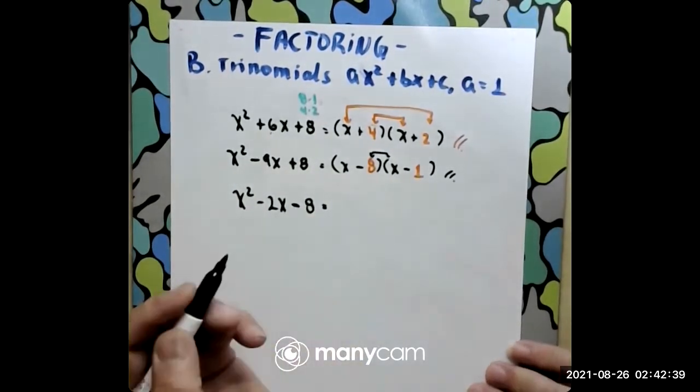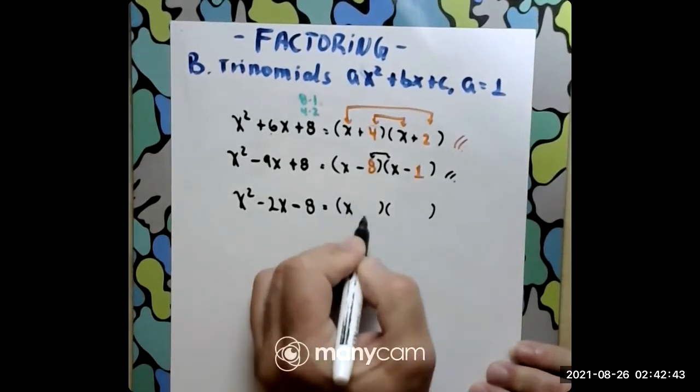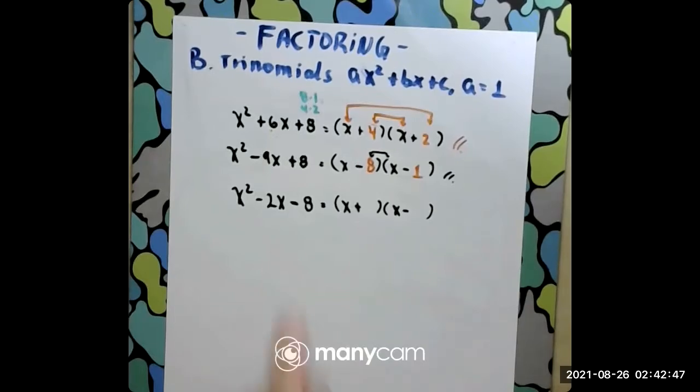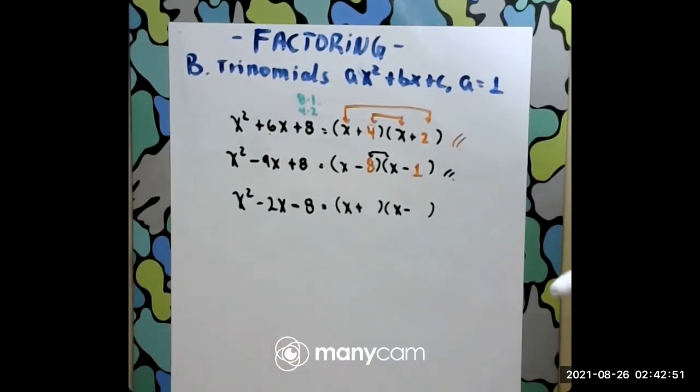Now my 8 is negative, so the signs have to be different. One is plus, the other one is minus. And my goal, of course, is to get -2. Okay, so once again, on purpose, I'm going to use the wrong combination. So I remember, how do I get the 2?